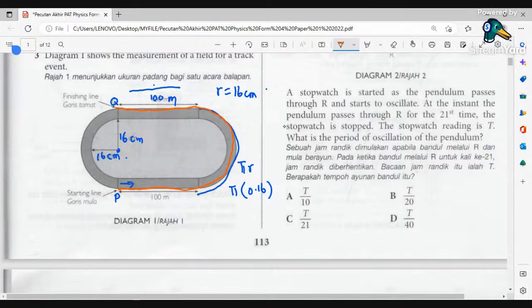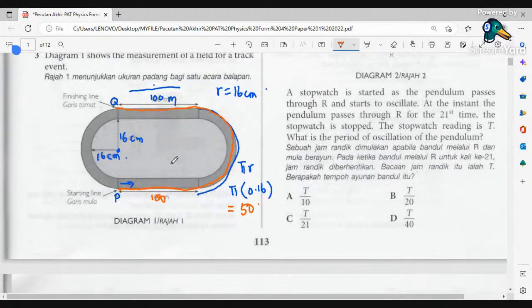Okay, 100 here. This one is about 50. So the total length of path is 100 plus 50 plus 100, which is 250. That one is distance travelled.